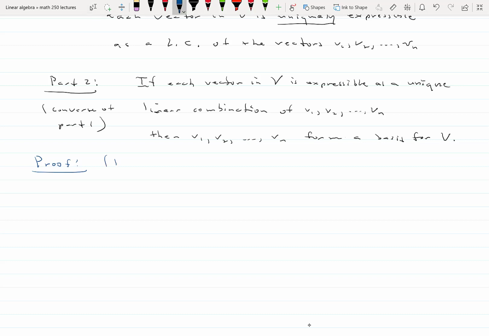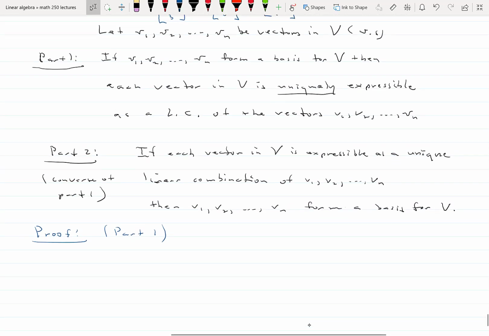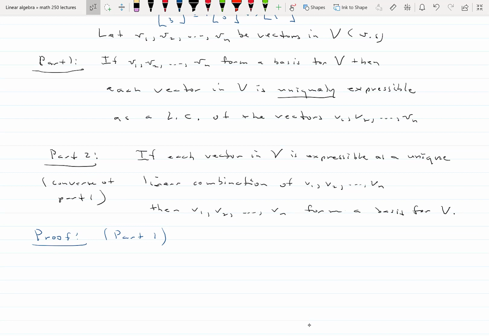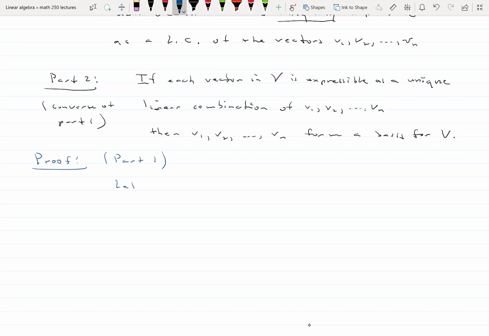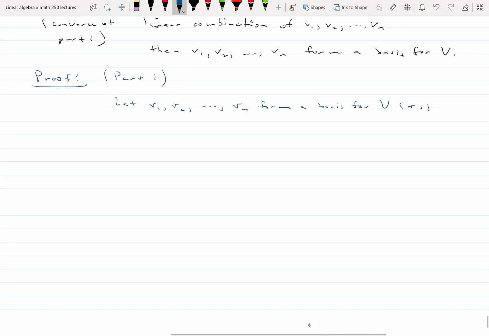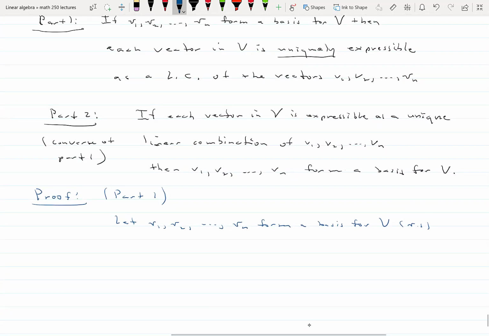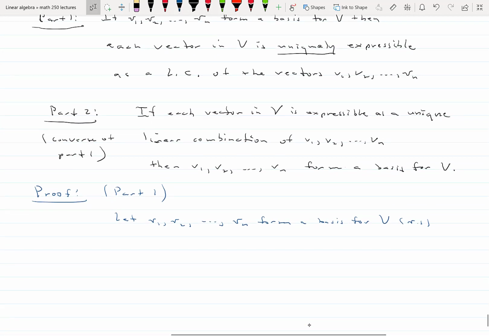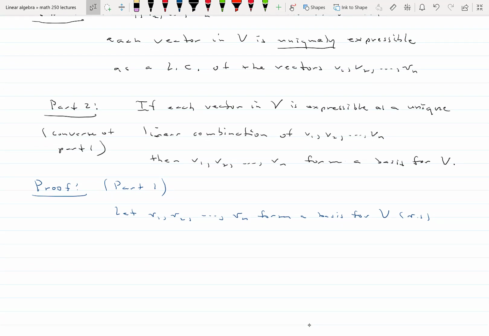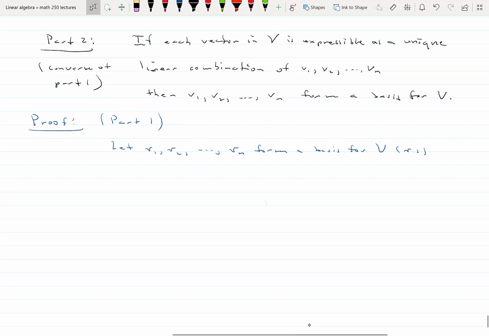Okay, so proof. Part 1. We'll stay with blue. Part 1 says we're starting with n vectors that form a basis. So let v1, v2, all the way up to vn form a basis for V, a vector space. Now I want to show that every vector in V is uniquely expressible as a linear combination of these vectors. That means I want to show that every element in the vector space can be written in terms of these basis vectors only one way.